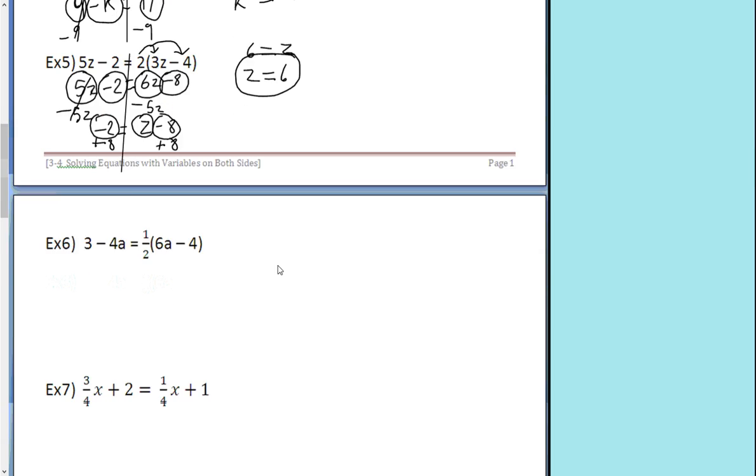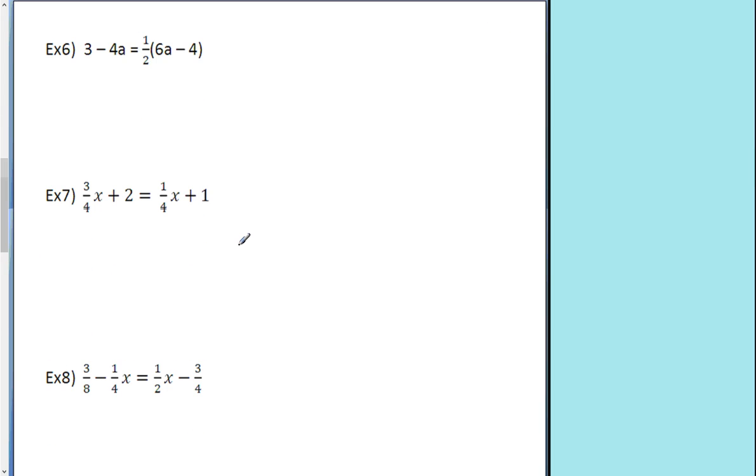All right. Next problem. Example 6. In this problem, I would recommend getting rid of the fraction first. Distribute the 1/2. 1/2 of 6 is 3, so 3a, minus half of 4 is 2. So I'm left with 3 minus 4a equals 3a plus 2. Go ahead and make your line.